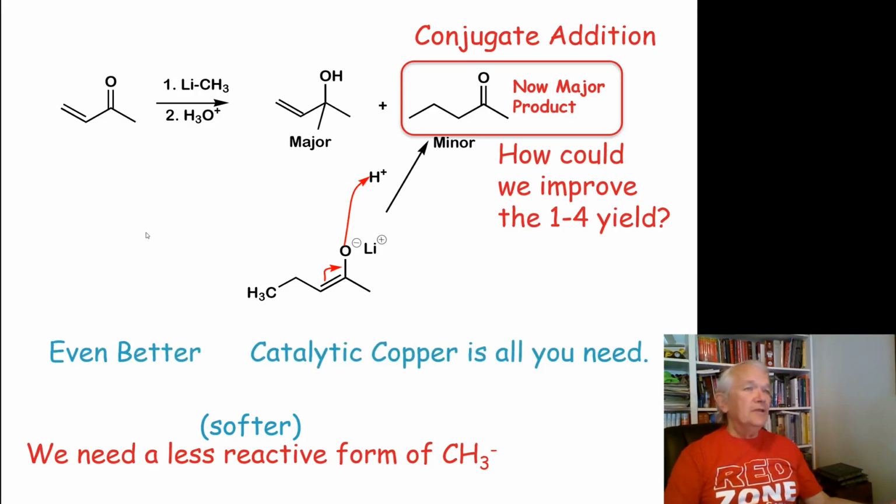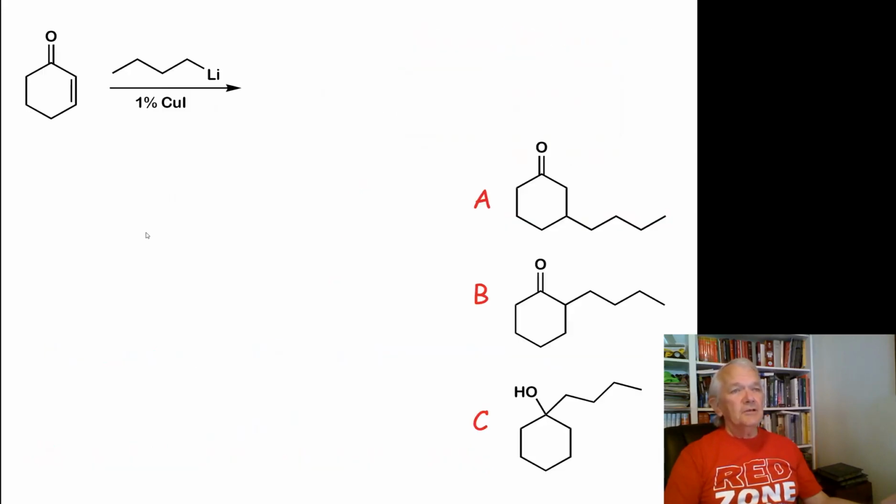So if you just take your methyl lithium and you throw into it 1% cuprous iodide, what'll happen is that the methyl lithium will react with the copper first, and then the methyl copper, you're essentially making the Gilman reagent as you go along, and then that methyl from the copper will do the 1,4 addition. So this is a really good solution. You just throw in the cuprous iodide and you switch over to conjugate addition, 1,4 addition.